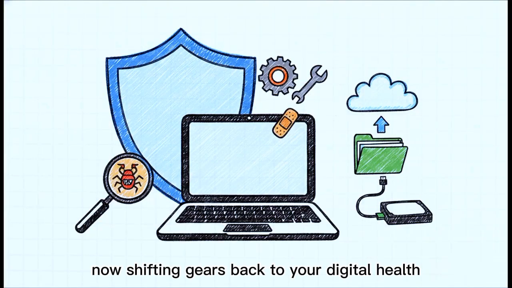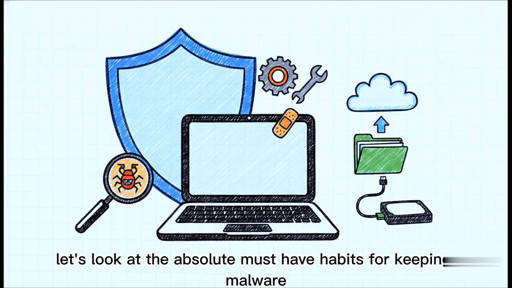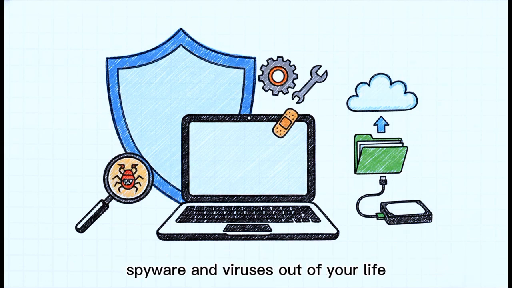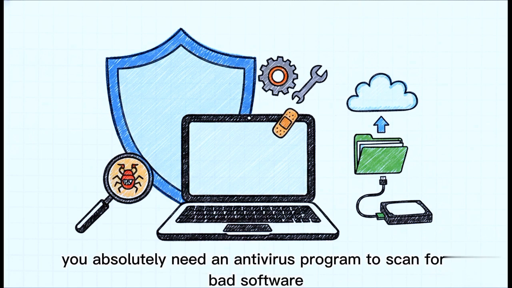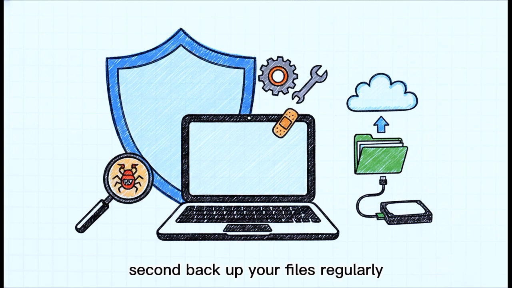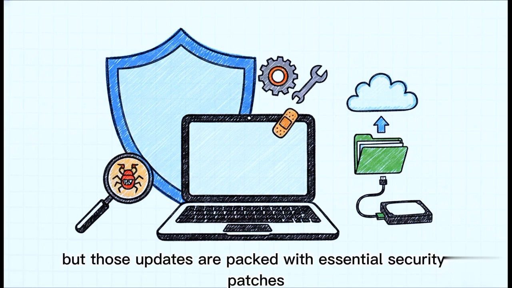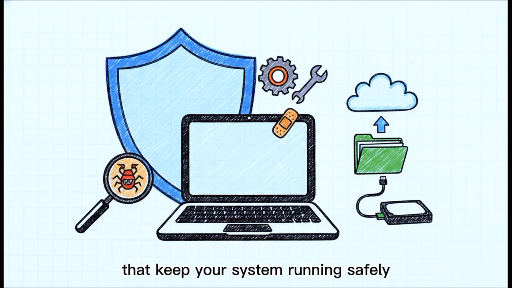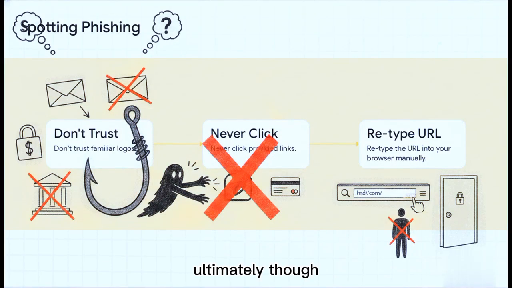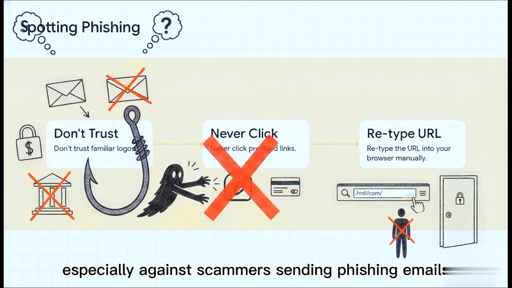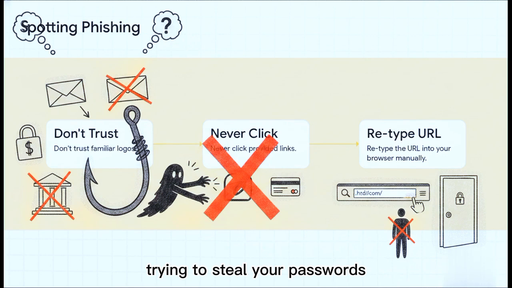Now, shifting gears back to your digital health, let's look at the absolute must-have habits for keeping malware, spyware, and viruses out of your life. First, you absolutely need an antivirus program to scan for bad software. Second, back up your files regularly, either to the cloud or an external drive. And third, always update your operating system. I know, the pop-ups are annoying, but those updates are packed with essential security patches that keep your system running safely. Ultimately, though, you are your own best defense, especially against scammers sending phishing emails trying to steal your passwords.